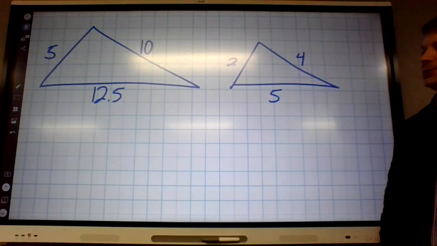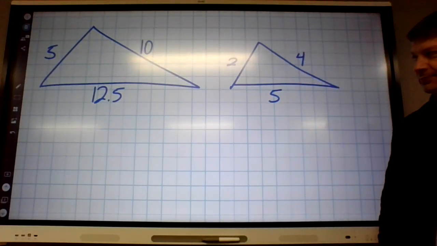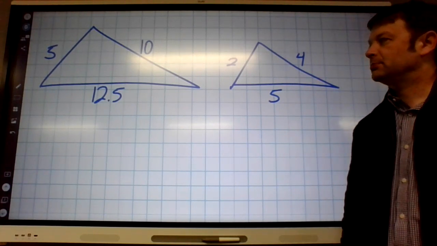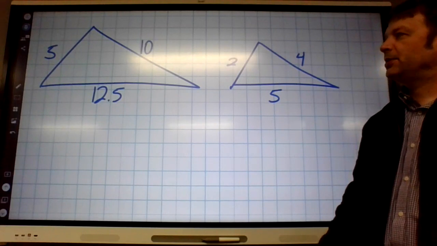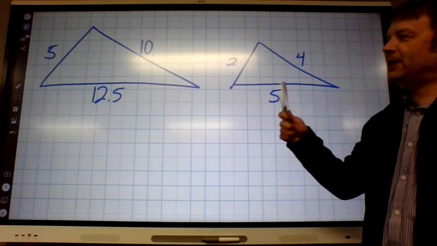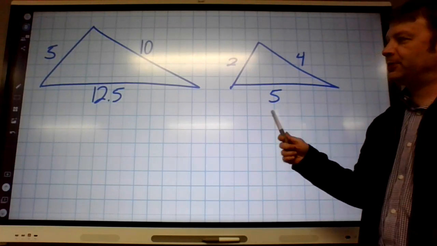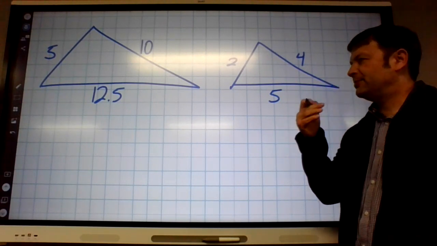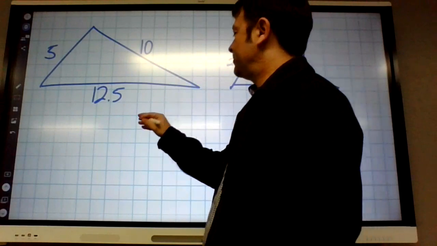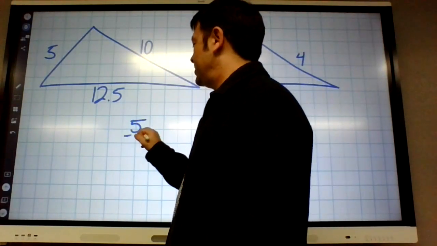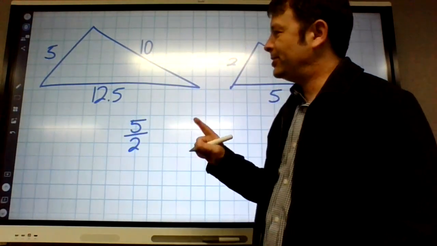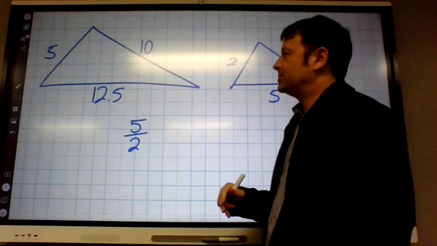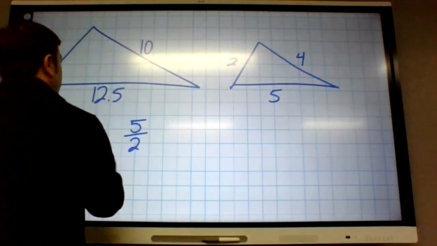Are these triangles similar? Yep. How can we tell? Because of the 1-to-1 ratio. 5 over 2 equals 10 over 4 equals 12.5 over 5. And it would be yes. That ratio, like the 5 to 2, we call the similarity ratio. But that one time we did the worksheet, they called it the scale factor, right? Remember that worksheet? Okay, anyways.